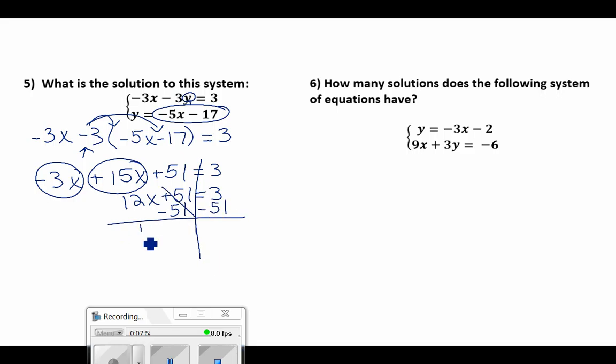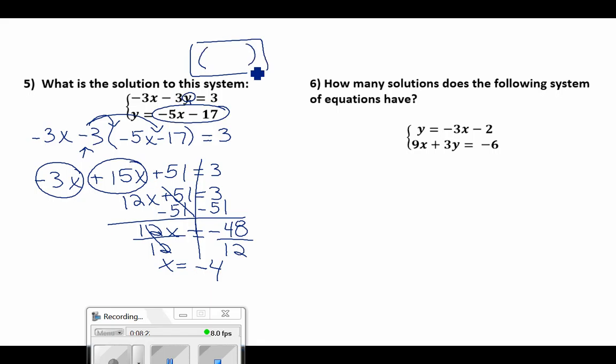So I'm going to have 12x equals negative 48, because 3 is positive and 51 is negative, so I know it's going to be negative. Now we need to divide both sides by 12. So x equals negative 4. And we can put that in our answer box that I'm making right now, that x equals negative 4.